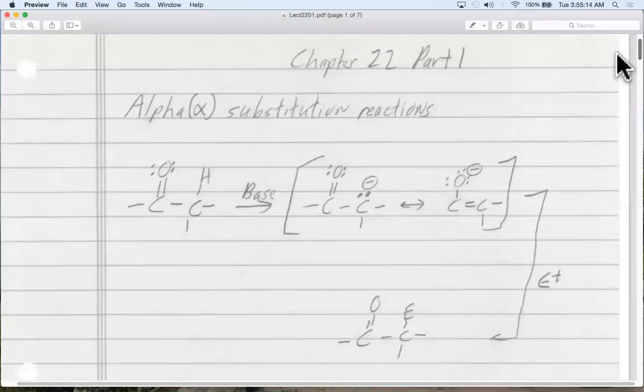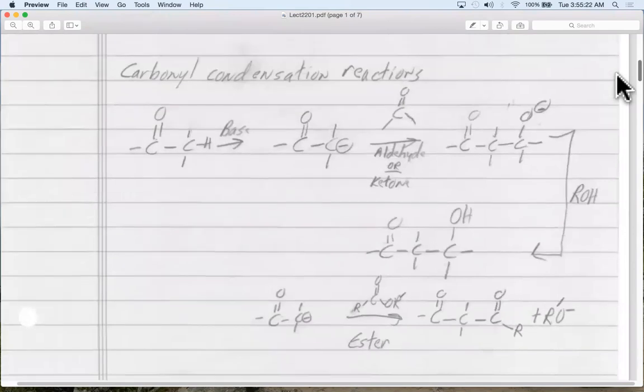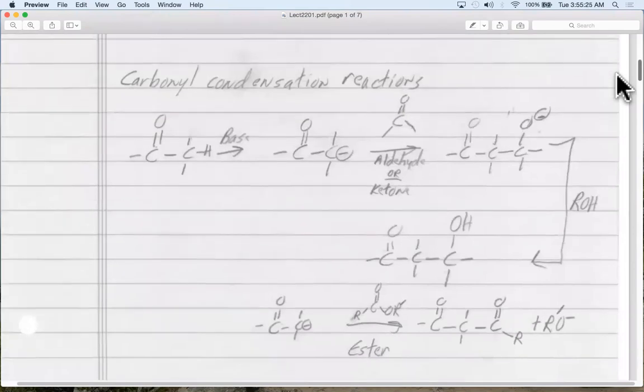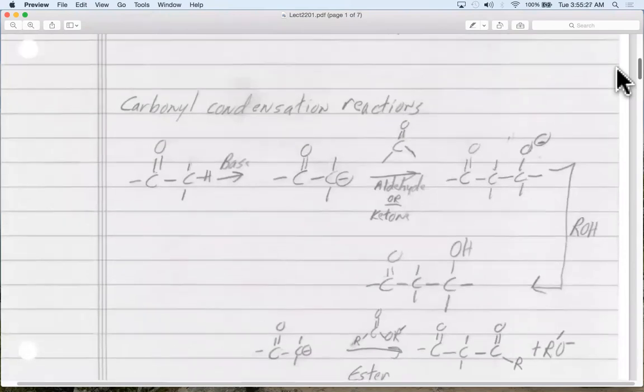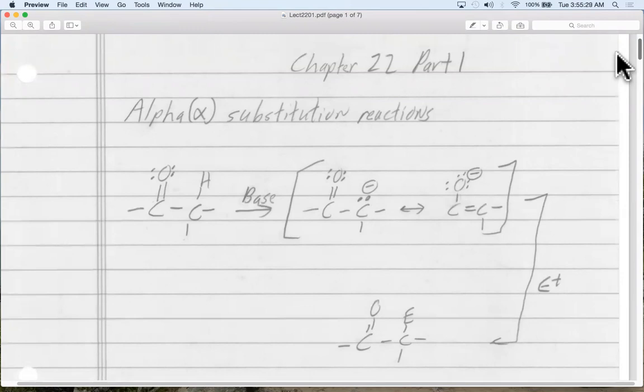In chapter 22, we're going to look at basically two types of reactions. We're going to look at alpha substitution reactions, and then we're going to look at carbonyl condensation reactions. So let's just talk about each one of these types of reactions momentarily.